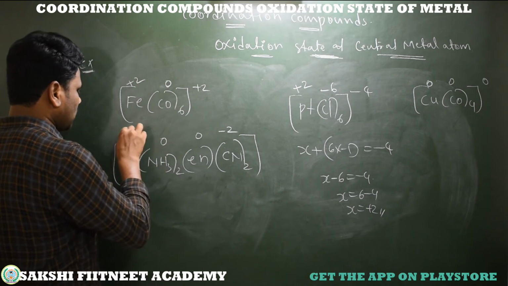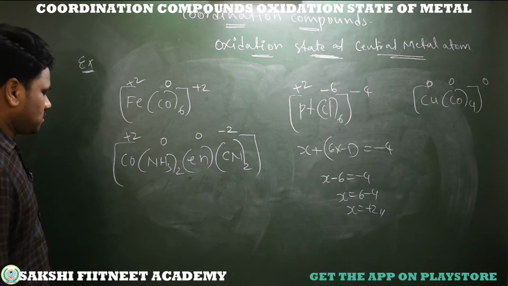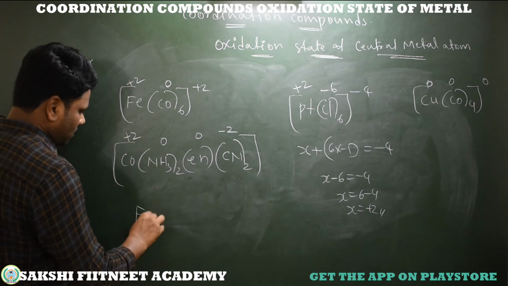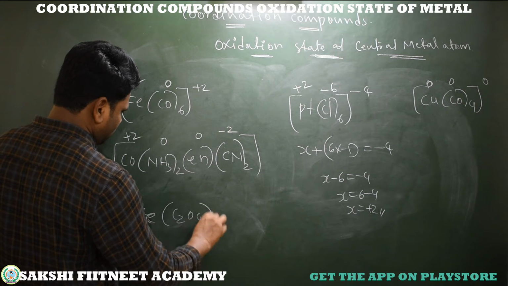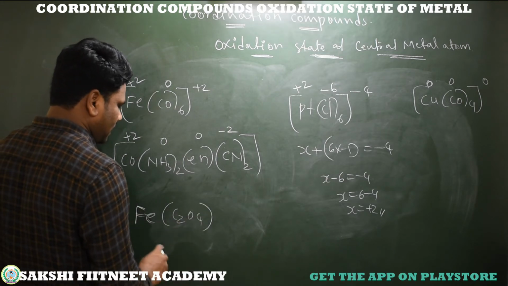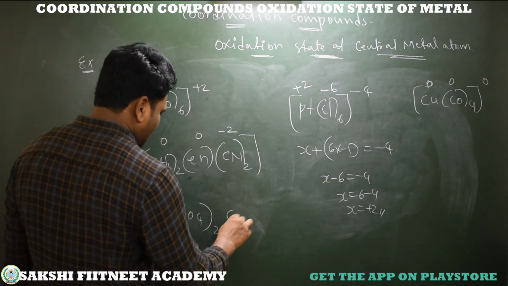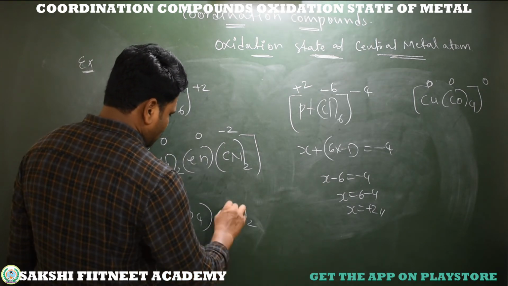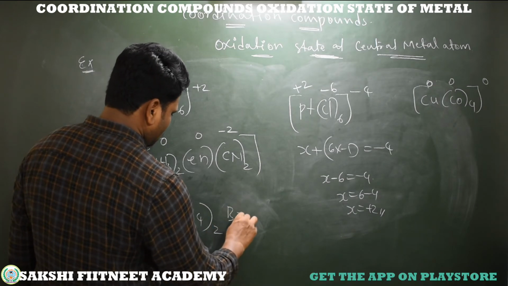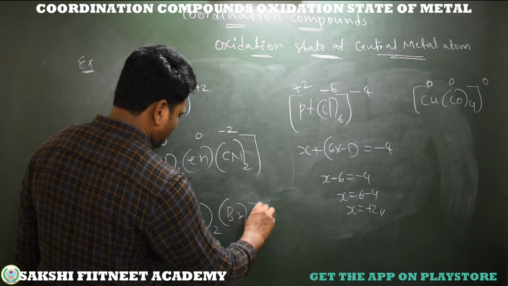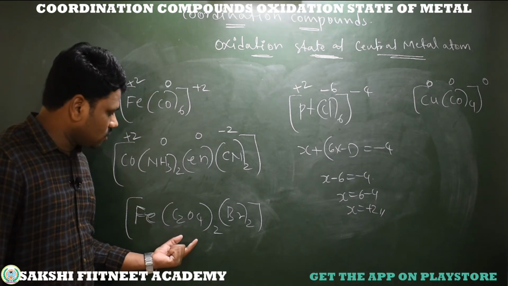So obviously cobalt oxidation state is +2. Here I am taking ferrous with C2O4, which is oxalate, a bidentate ligand. Here I am taking 2 bidentate ligands, and in the same way I am taking 2 cyanide. Otherwise, here I am taking 2 bromine ligands. See, this is a bidentate ligand which is oxalate.